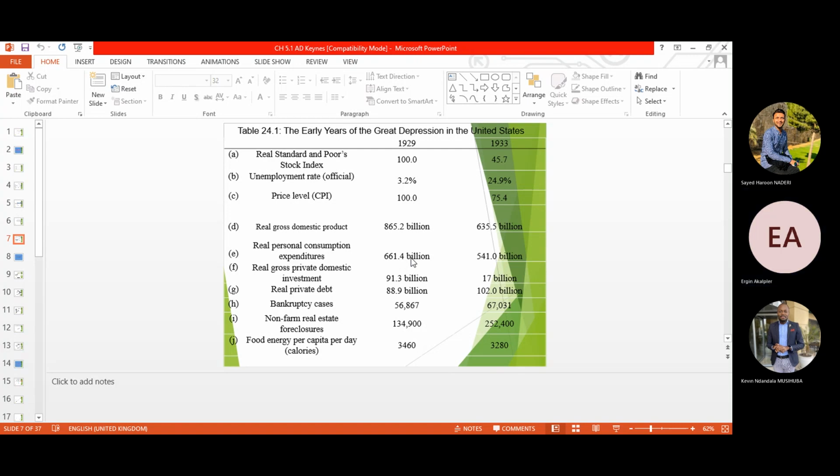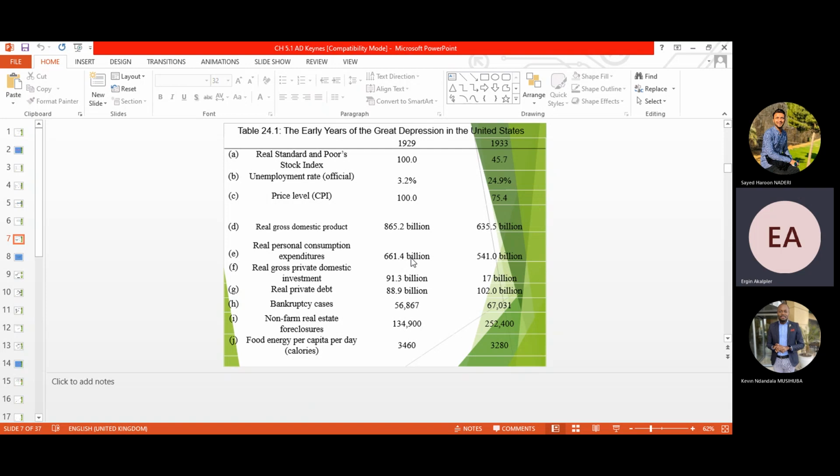So a strong reduction in the investment is observed from 90 billion, 91 billion to 17 billion. And the real private debt is similarly increased from 88 billion to 102 billion. The non-farm real estate similarly enlarged, and food energy per capita per day is reduced. This is how it is affecting the whole parameters and the whole sectors when there is some recession, when there is some depression in the economy.